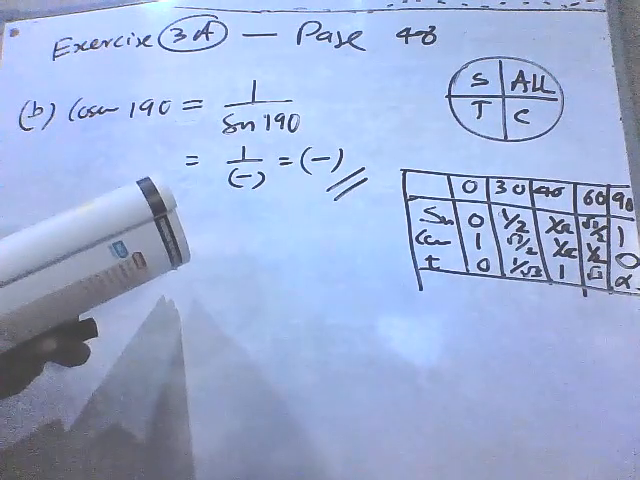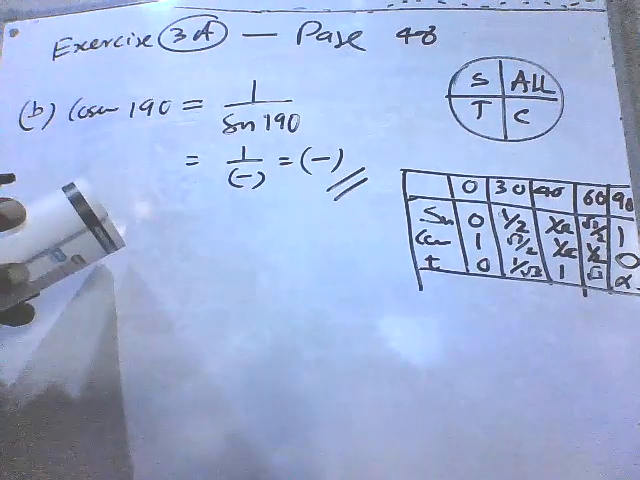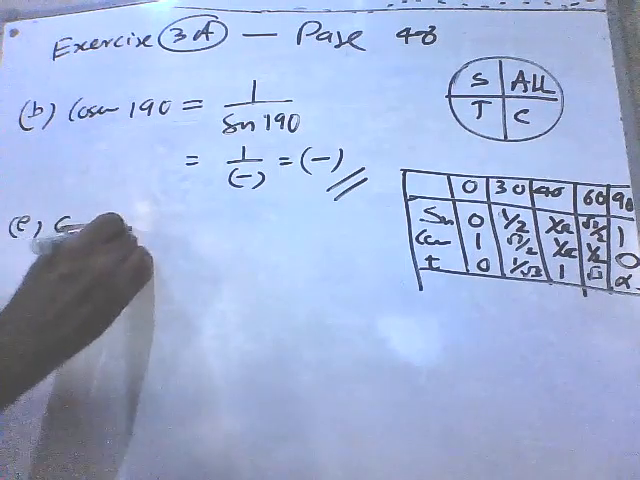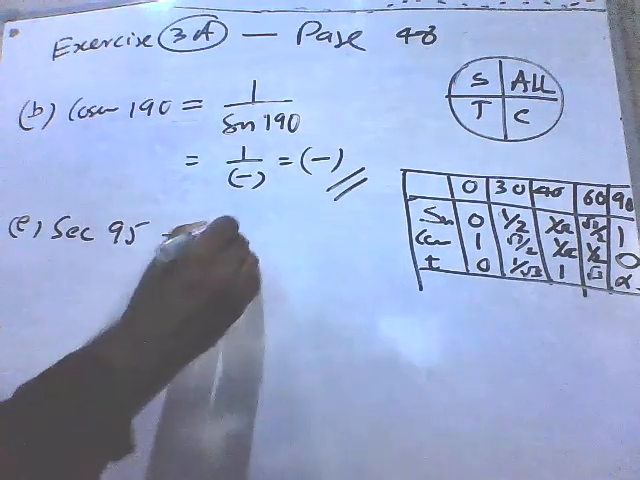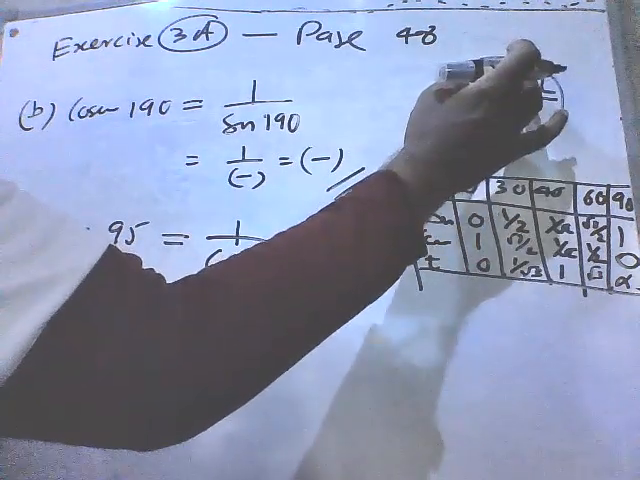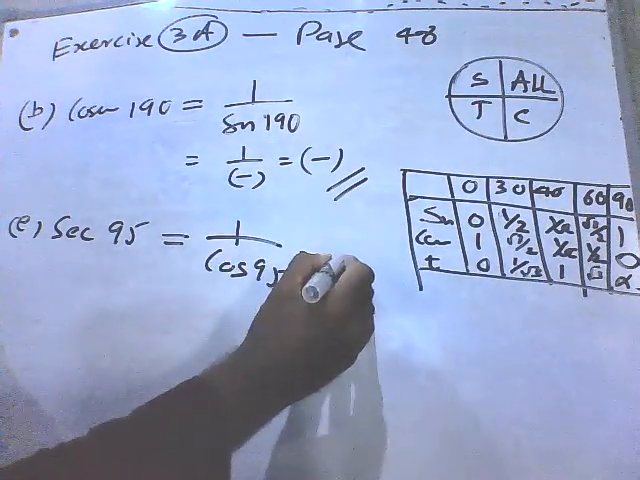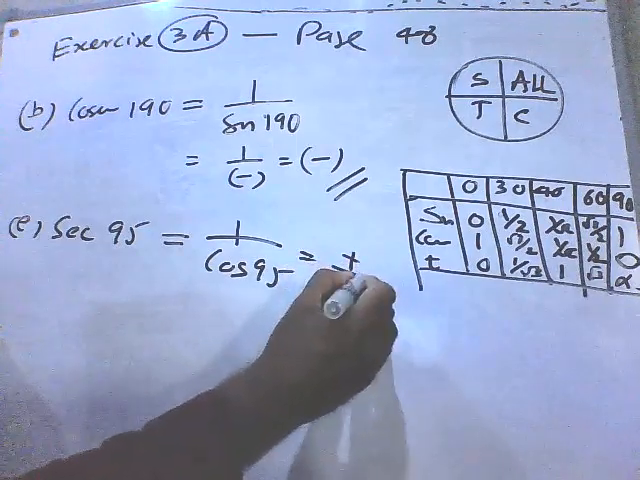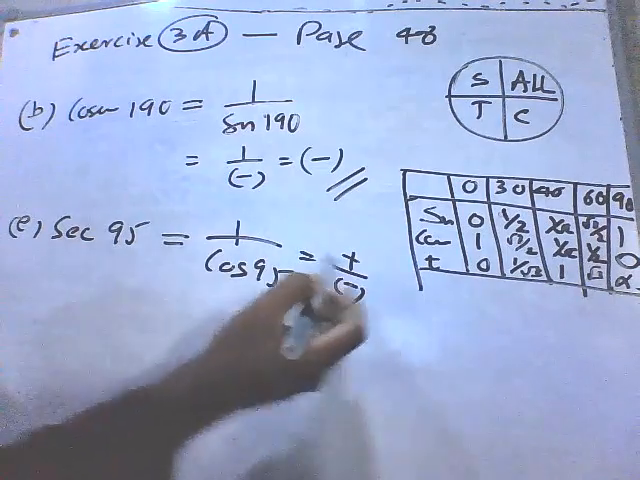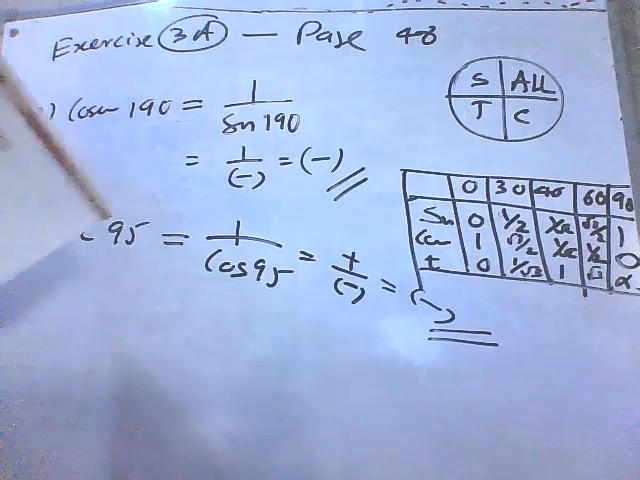And we'll see another one, sec 95, that is part E. Sec 95 is equal to 1 over cos 95, and you would see 90 comes here and 5 more, so only sine is positive here, so cos is negative. So this is equal to positive divided by negative, like this. So anyway this is negative, 1 is positive, so then the final answer is negative, right? So that is how you should do that.